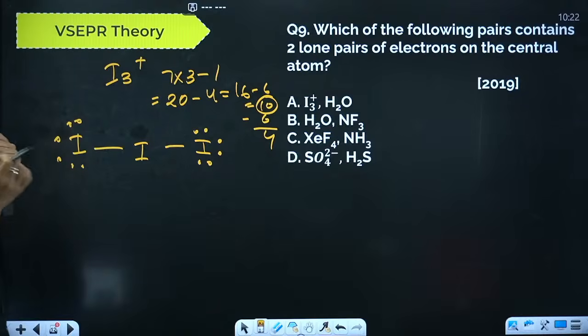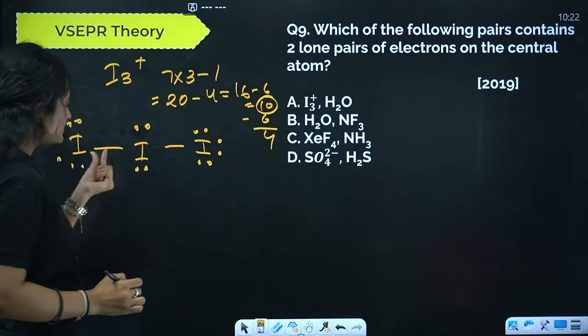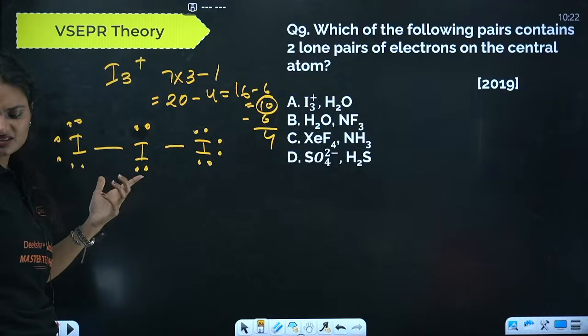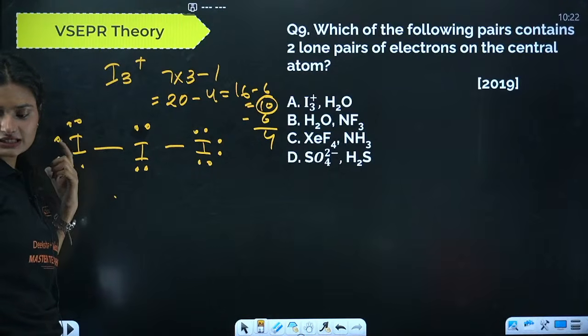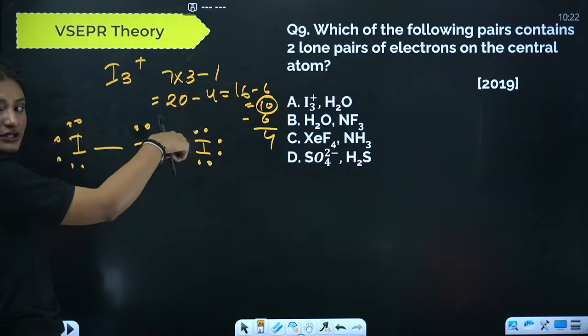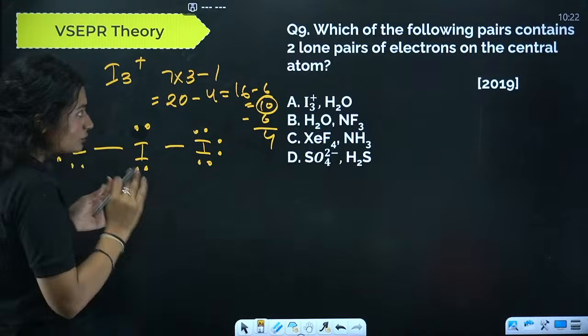Yes, these 4 electrons here, like this, 1 2 3 4 5 6 7 8. Now all the iodine bonds are complete. See, this iodine has a complete octet, this iodine has a complete octet, this iodine also has a complete octet. Now what are we looking for here?